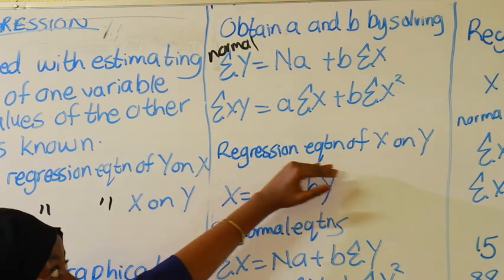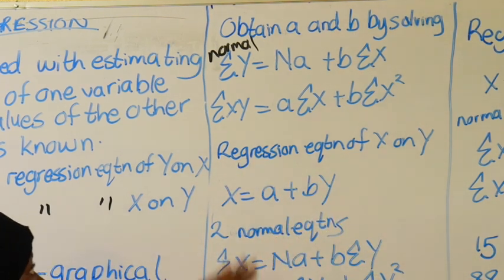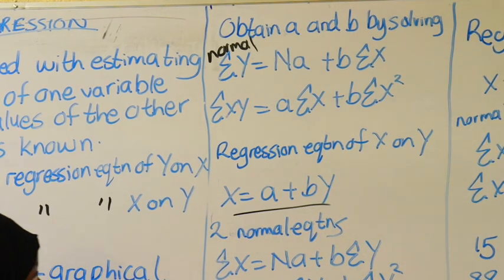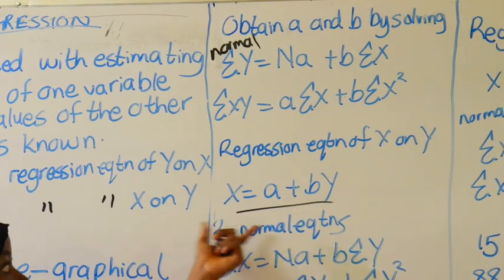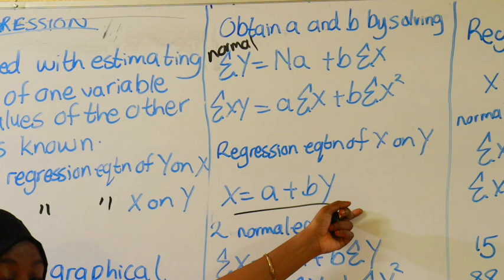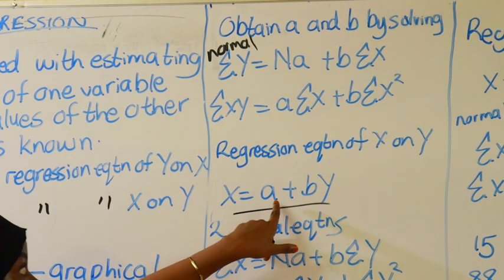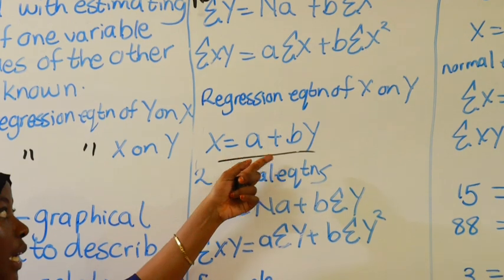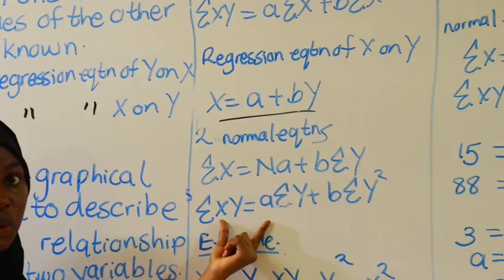So when it comes to the regression equation of x on y, the equation is supposed to look like this: x is equal to a plus by. Now our x here is the dependent, and our y here is the independent. Okay, so the same case, a and b are constants that you need to find. How do you find a and b? You have to solve these two normal equations.